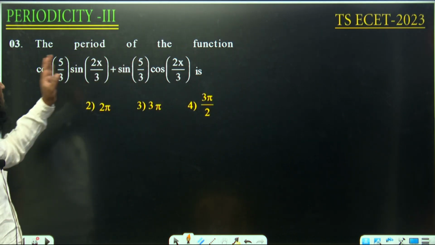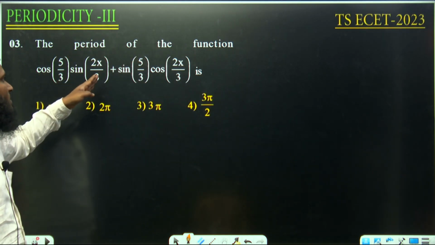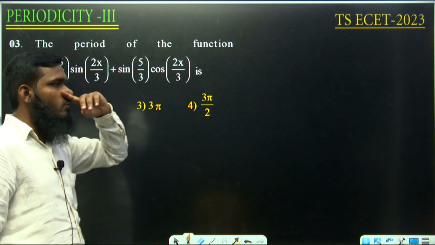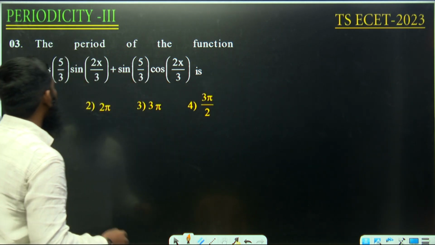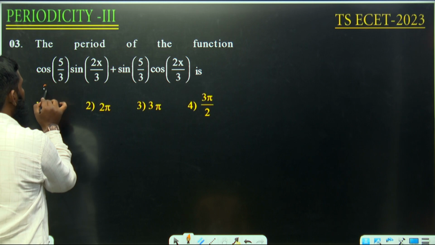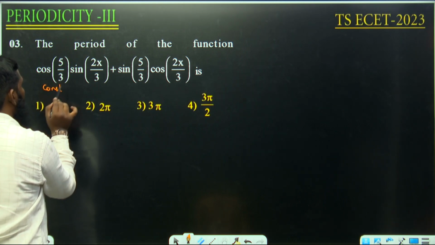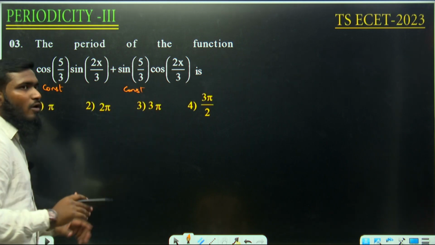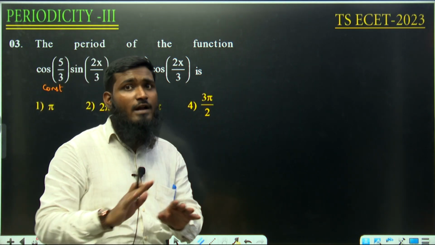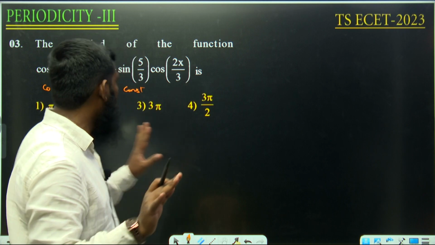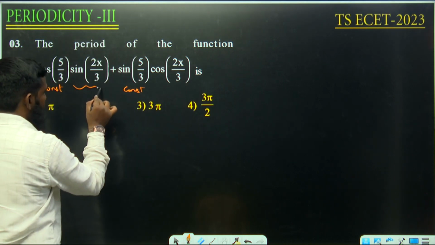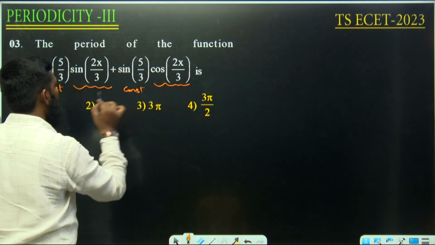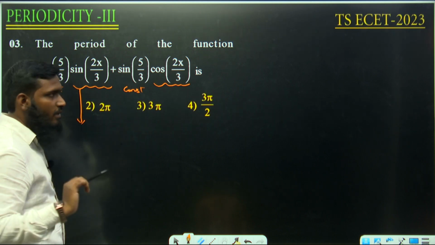The period of the function cos 5 by 3 into sin 2x by 3 plus sin 5 by 3 into cos 2x by 3 we are having. Okay. Now let us see this question. Cos 5 by 3 is a constant value. Over here also we are having a constant value. Constant means some numbers we are having, so we are not concentrating on the numbers. Okay. Now we are having this function and this function. Now for these only we have to find out the periods.